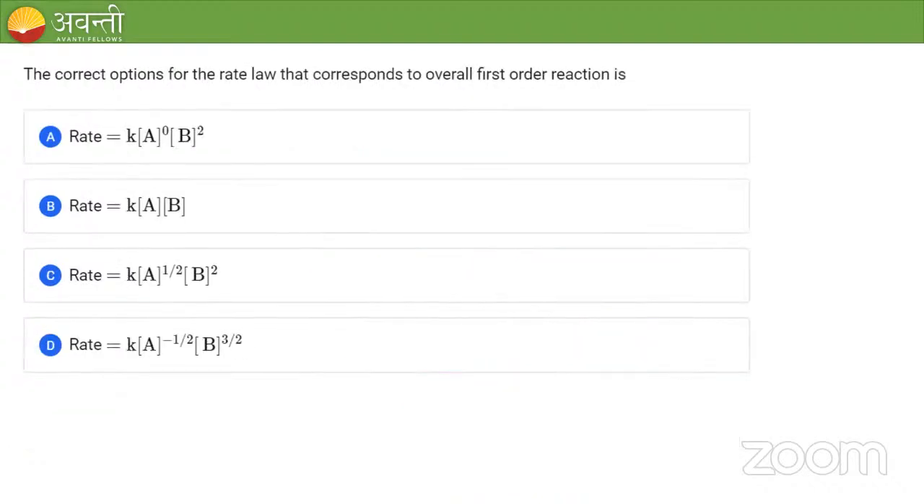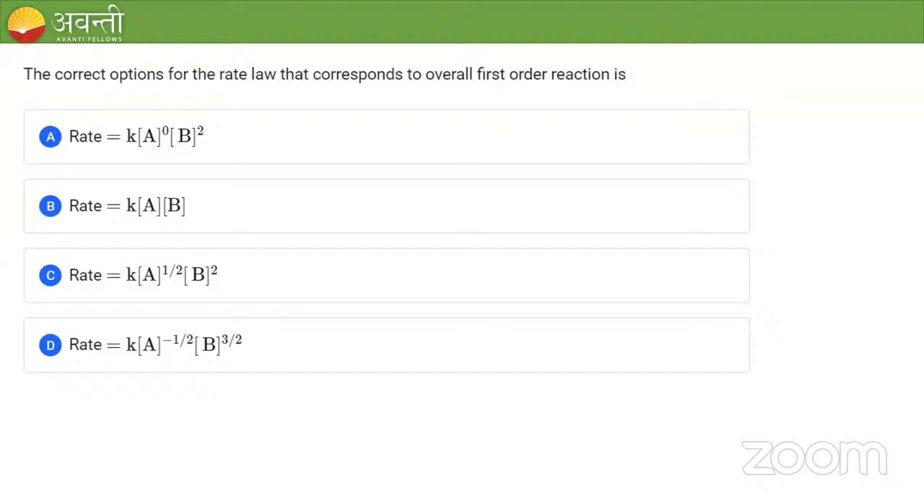So here is the next question. The correct option for the rate law that corresponds to an overall first order reaction is... So you have to find out which of the given 4 options has an overall order of 1. Which is the correct answer?